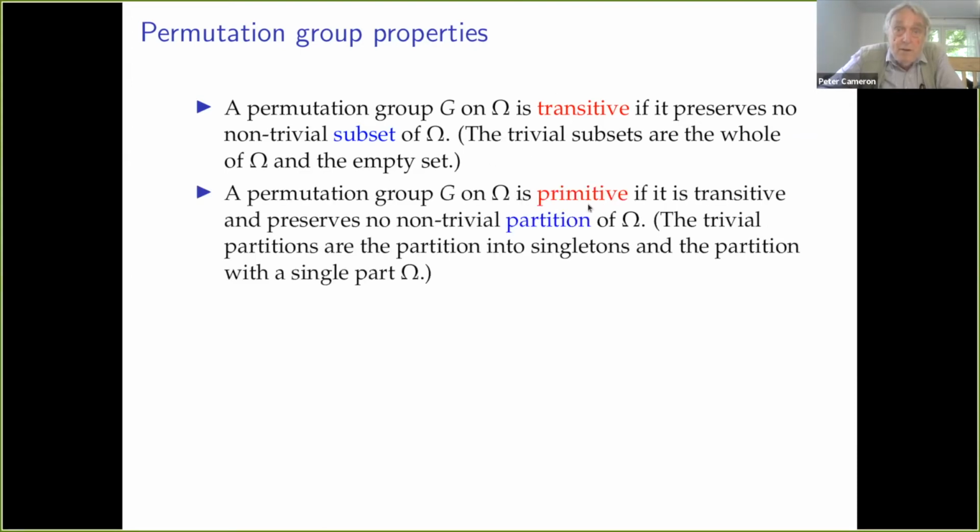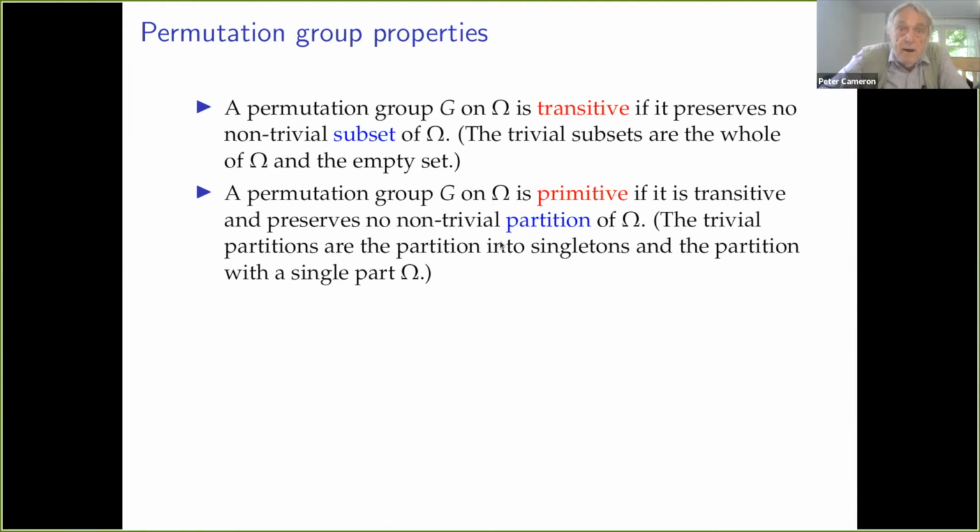Primitive, which is something that's very important in permutation group theory, says transitive and it preserves no non-trivial partition of omega. So the trivial partitions, the ones that are invariant under the whole symmetric group, are the partition into single parts of size 1, and the partition with just one part, with everything in the same part. Any other partition is non-trivial, and if no non-trivial partition is fixed by G, then we call G primitive.